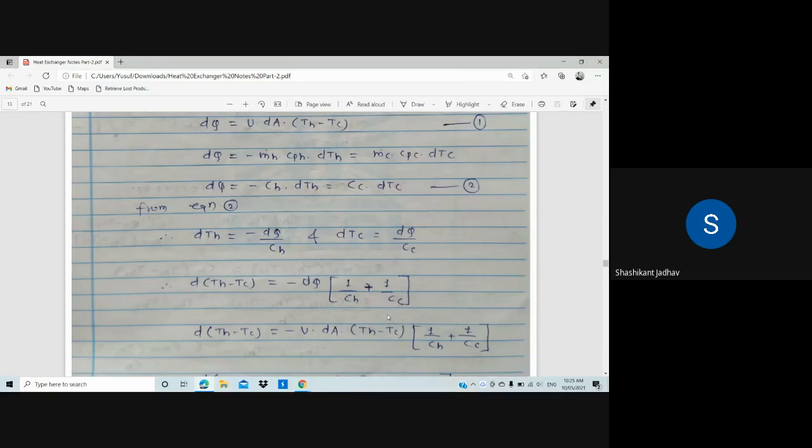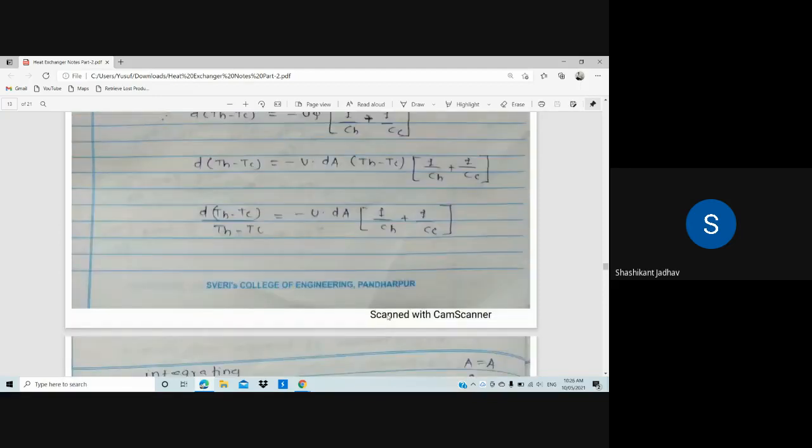Okay. So what is the equation? d into bracket Th minus Tc is equal to minus U into dA into bracket Th minus Tc into bracket 1 upon Ch plus 1 upon Cc. Then in the next equation we have to take that Th minus Tc on the left hand side, so it is in the denominator. Okay. So because of that, what is the next equation?